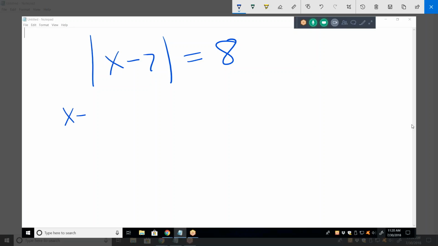It means x minus 7 equals what? 8. Or what's the second thing it means? And I write it this way for a reason. Never change what's inside the absolute value. Or x plus 7 equals 8. Never change what's inside the absolute value, ever. You just changed it when you said x plus 7. x minus 7 equals -8. Yes, you always change what's on the other side.